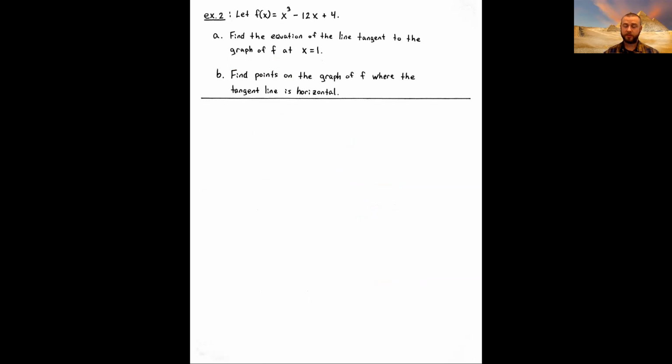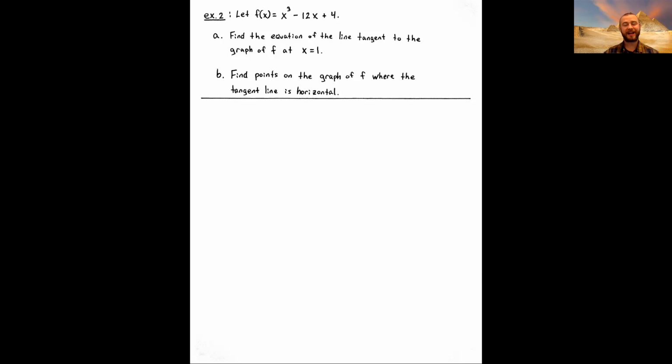Okay, so definitely pause and give yourself an attempt at this. We haven't talked about finding the equation of a tangent line for a little bit. So we're going to come back to that here. We have our function here given as x cubed minus 12x plus 4. And then we're asked two parts. For that function, find the equation of the line tangent to the graph of that function at x equals 1.